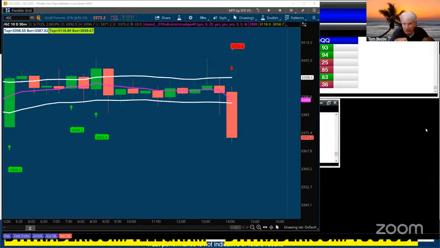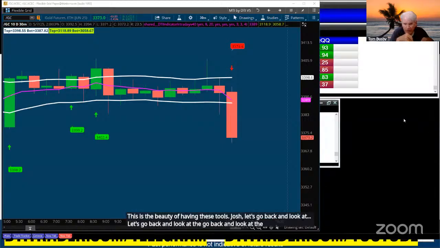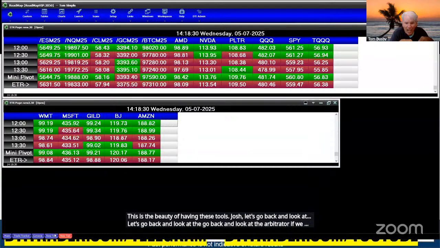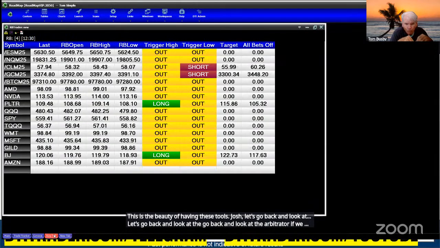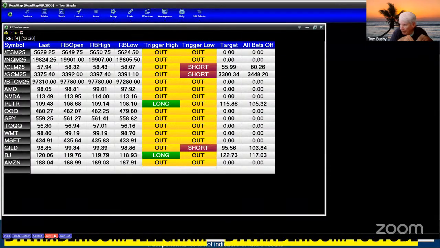And this is the beauty of having these tools. John, let's go back and look at the RV Trader if we can. Now let's go look at MTI for crude oil.